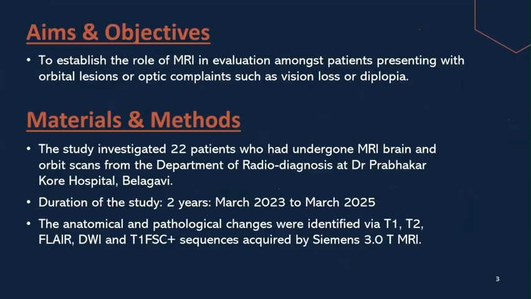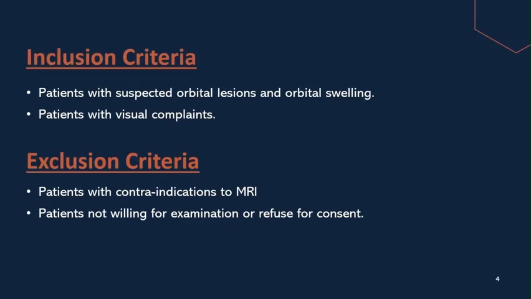The aim will be to establish the role of MRI in evaluation amongst patients presenting with orbital lesions or optic complaints. The study investigated 22 patients who had undergone MRI brain and orbit scans from the Department of Radiodiagnosis at Dr. Prabhakar Kore Hospital in Belgaum. The duration of the study was 2 years, and the anatomical and pathological changes were identified via T1, T2, FLAIR, diffusion and T1 fat-saturated contrast enhanced images, which were acquired by Siemens 3 Tesla MRI. The patients with suspected orbital lesions and visual complaints were included in the study, and the patients who had contraindications to MRI and were not willing for examination were excluded from the study.